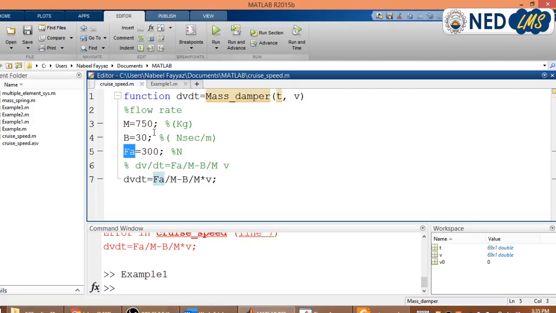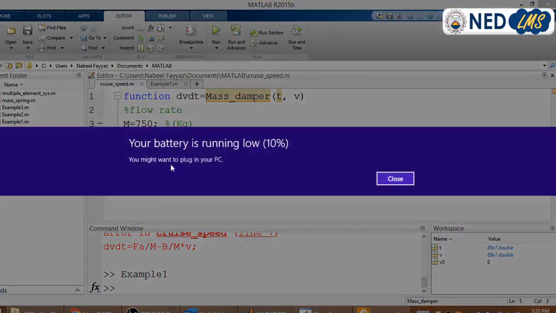You can change these values as per your choice. Our mass is 750 kilograms. Similarly, 30 Newton second per meter is the friction coefficient. We have applied a 300 Newton force. One important thing you should consider here is that this force is basically a step force.